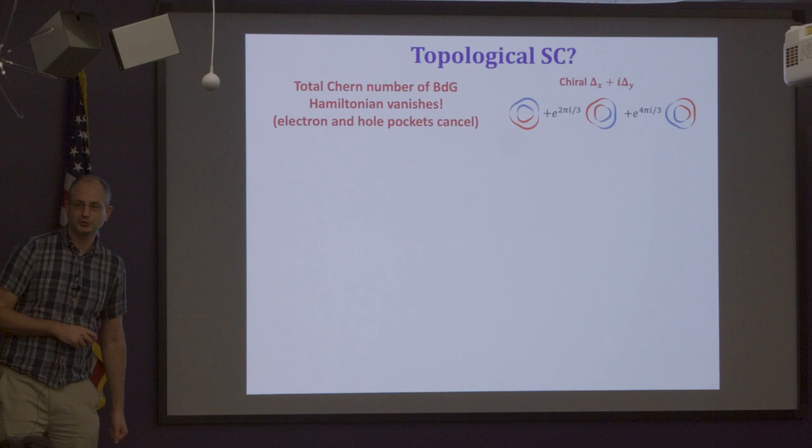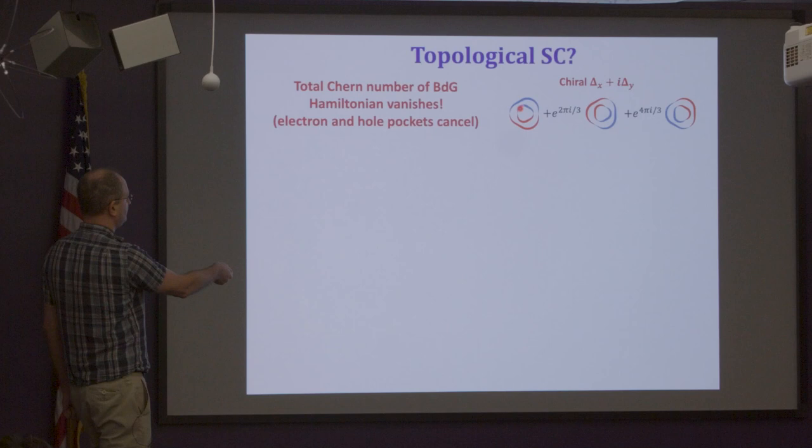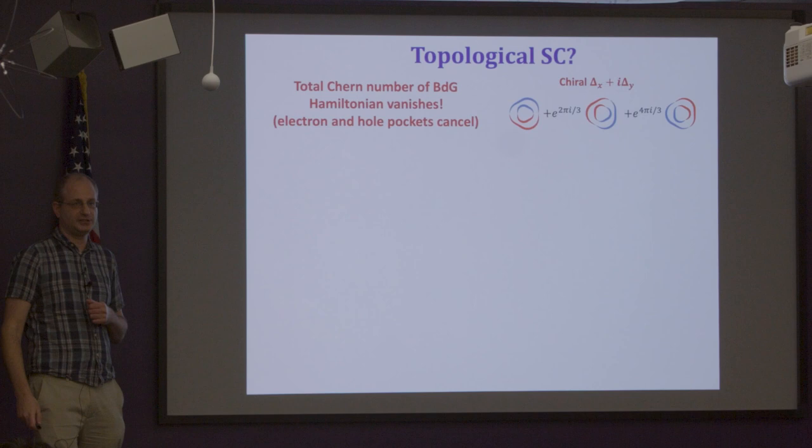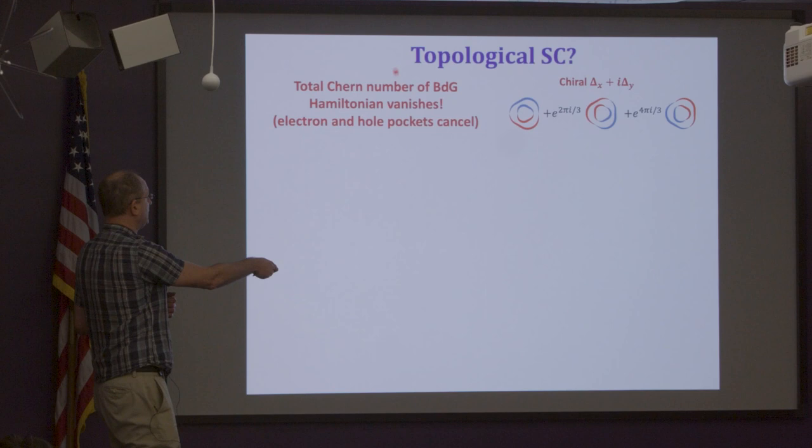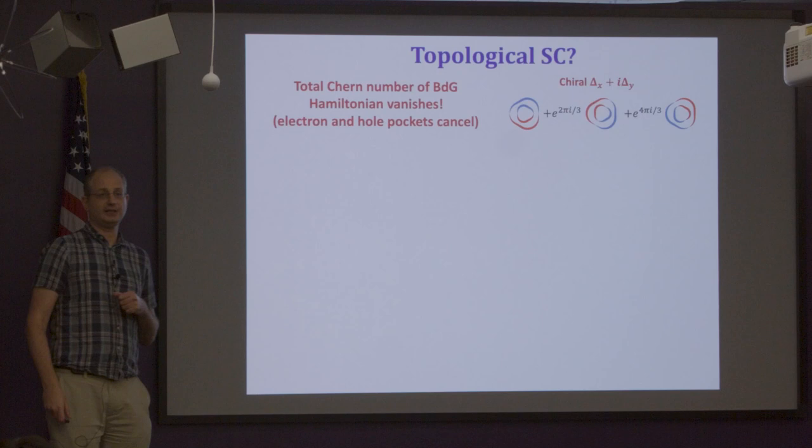It turns out that for this particular band structure, where we have an annular Fermi surface, the Chern number vanishes. If you calculate the Chern number of the BdG Hamiltonian, that's actually zero. So it's a chiral but non-topological superconductor. The reason is that the outer hole Fermi surface contributes a Chern number which cancels the contribution from the inner one, which is an electron Fermi surface.